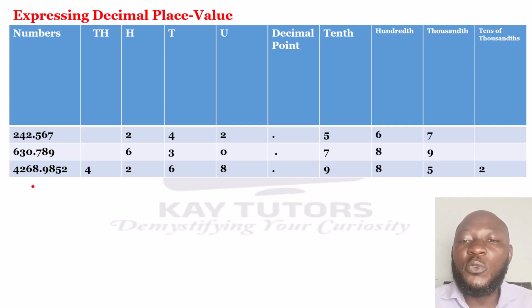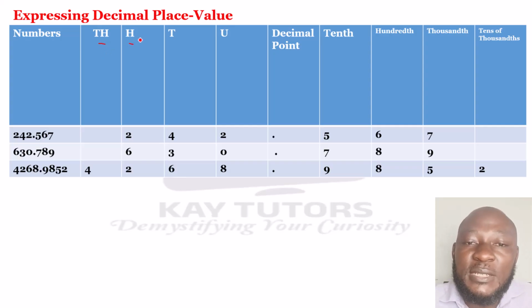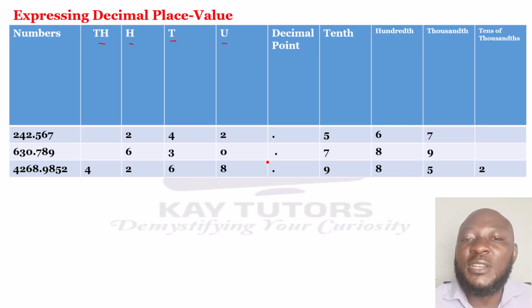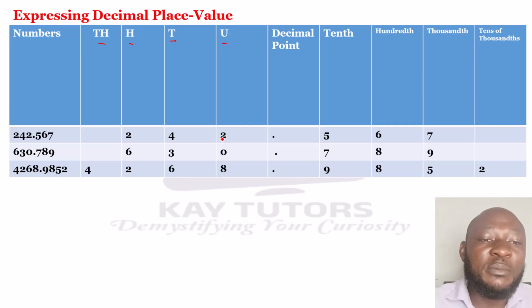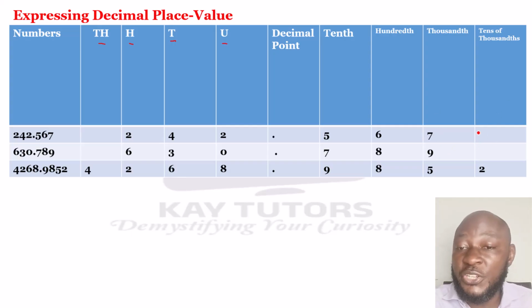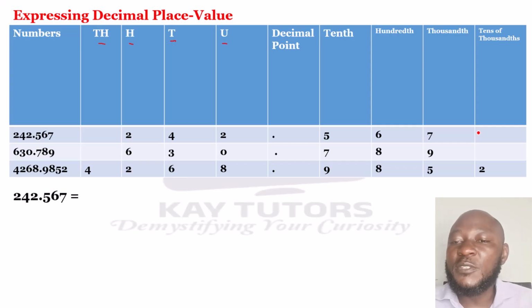4,268.985. Now, if you look at the various digits here, you see that they've been specially placed under each placeholder. This is the thousands place, this is the hundreds, this is the tens, units. Now, this is the decimal point separating the whole number from the decimal. Here we have the tenths place, the hundredths place, the thousandths place, and the ten-thousandths place. So let us start with each digit here.